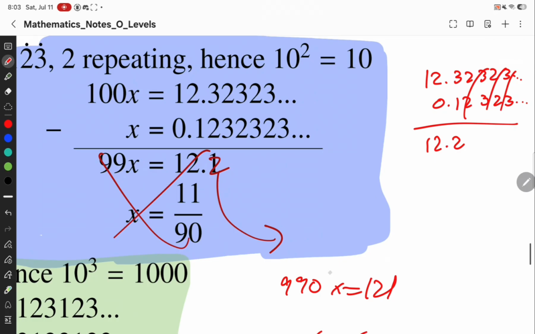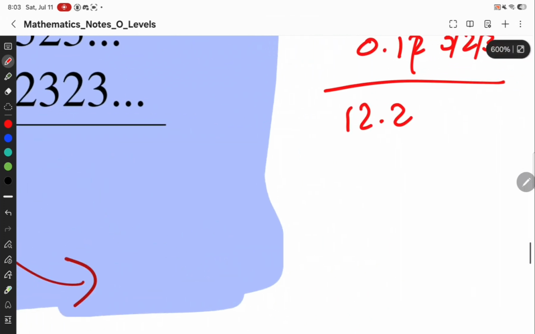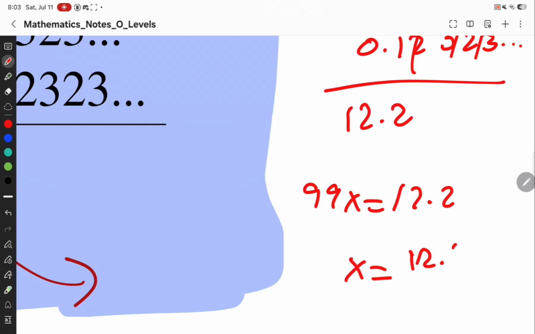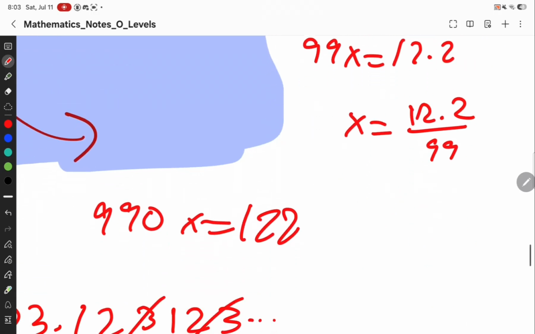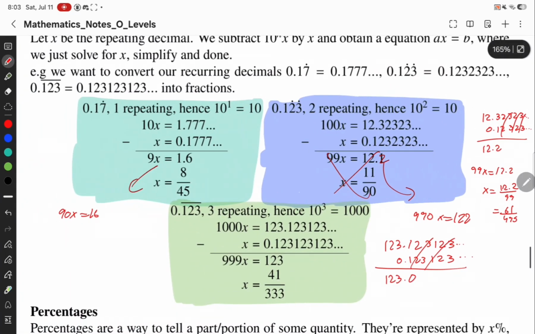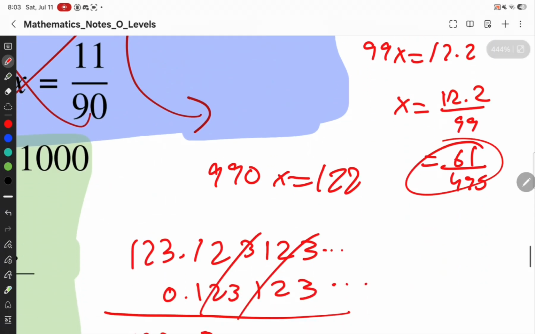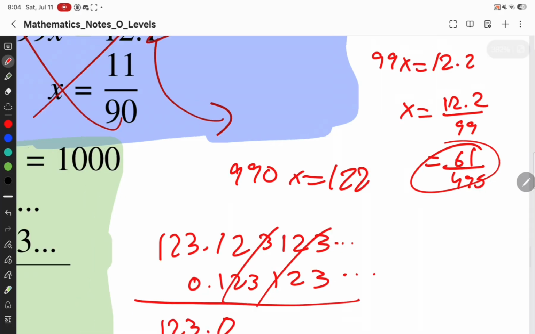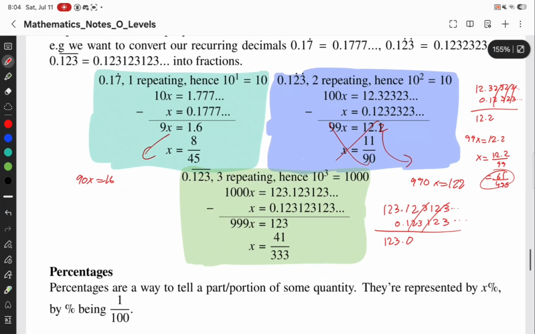This gives us 99x is equal to 12.2. You get x is equal to 12.2 over 99, and this gives us a very ugly number, 495. Now don't be scared. This number that you get, you'll get an easy number. I just chose a very terrible example for this, but you will 100% get an easy decimal expansion in your paper, promise.